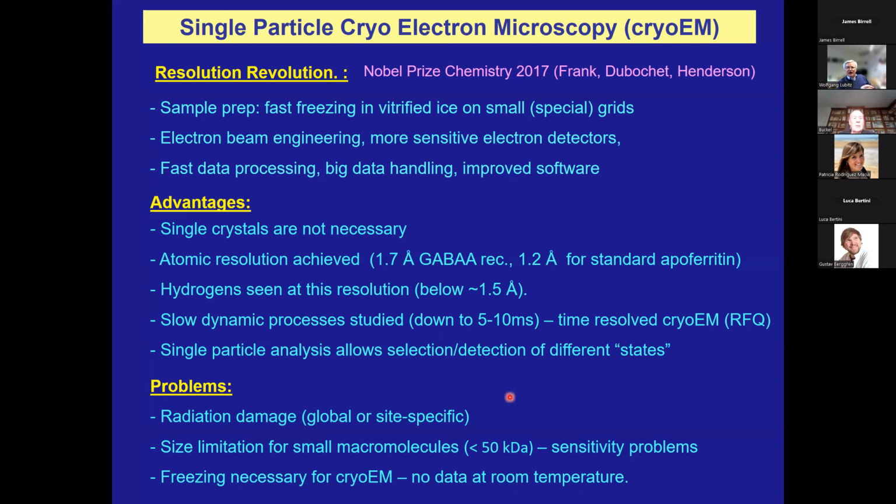The advantages are that single crystals are not necessary. They showed that atomic resolution can be achieved for the standard apoferritin. They got 1.2 angstrom resolution. For normal proteins, it went down to 1.7, the GABA receptor, for example, which is already very good. And you can see hydrogens in electron microscopy at this resolution, below 1.5 angstrom. They start to show up. This is different from X-ray crystallography because the scattering is different between electrons and X-rays.